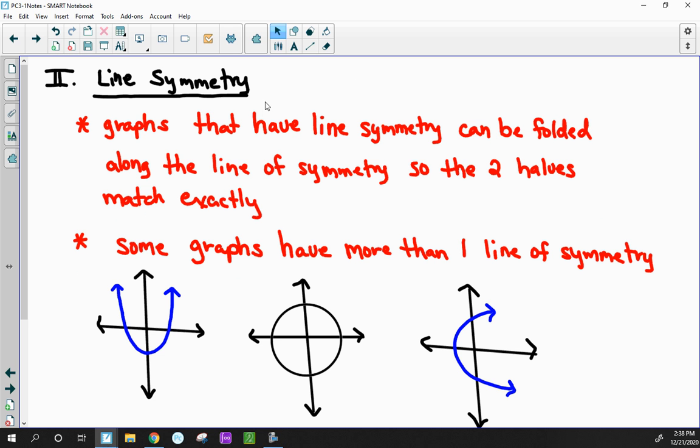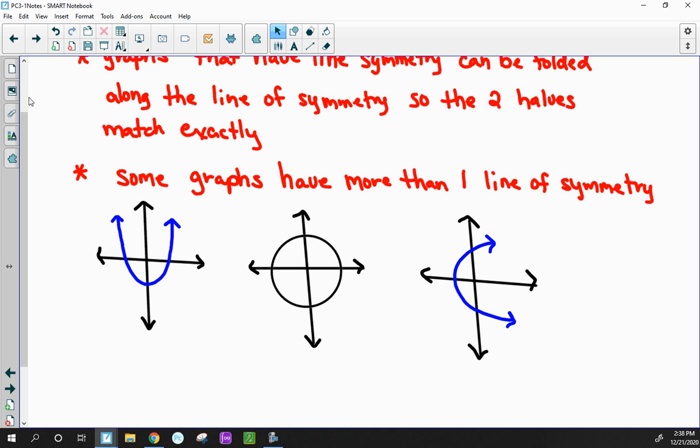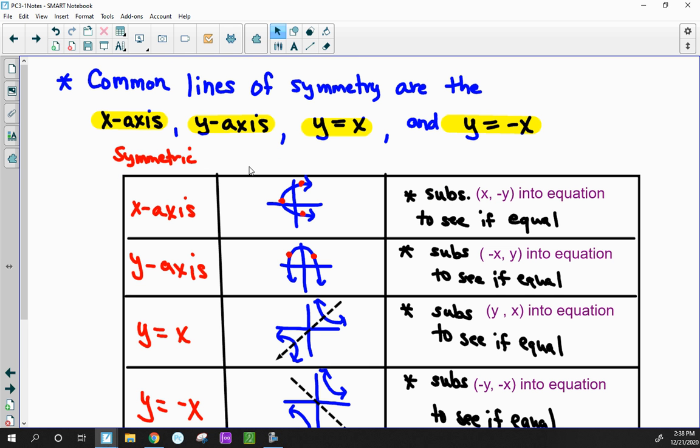We've looked at line symmetry and what that means. There are 4 types of line symmetry that I want you to focus on: the x-axis, which is horizontal, the y-axis, vertical, y equals x, which is a diagonal rising line, and y equals negative x, which is a diagonal falling line. We've looked at how to do those graphically, and we're currently getting ready to do this algebraically.